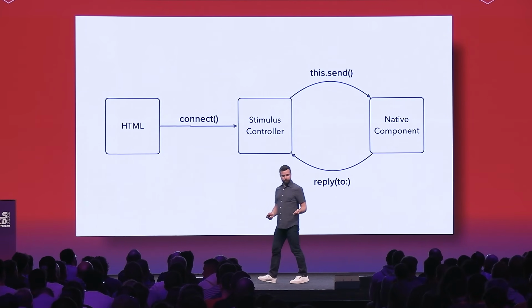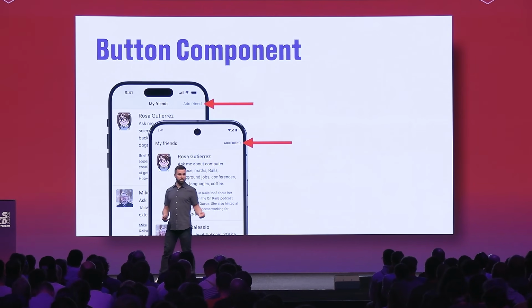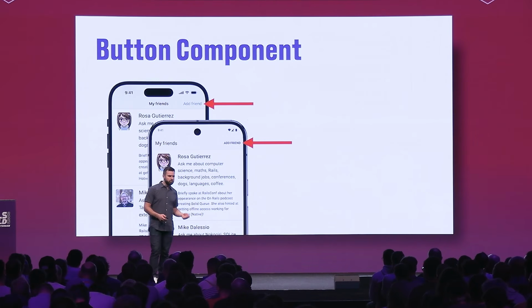Let's build one of these live. So we're going to build this add friend button, which you can find in the Ruby Friends app, but I think it's a plus sign now. And this button is a link to a new friend path.